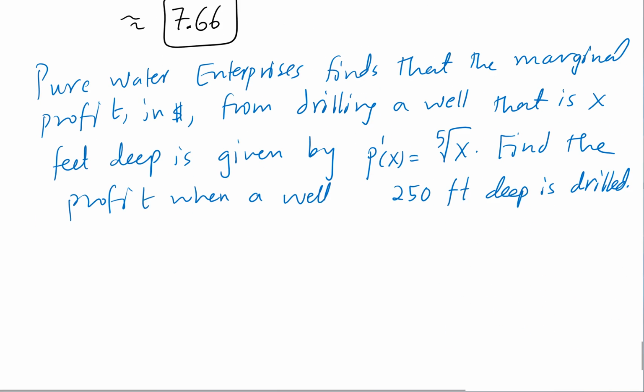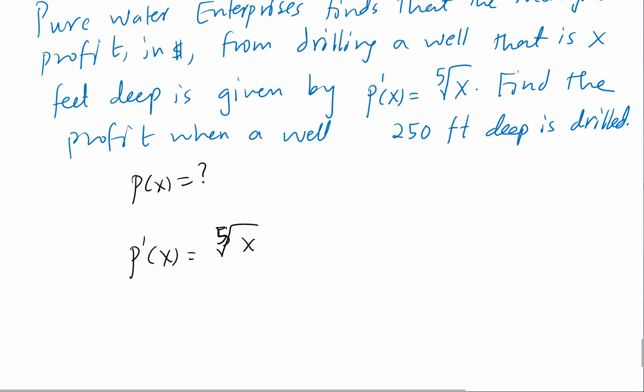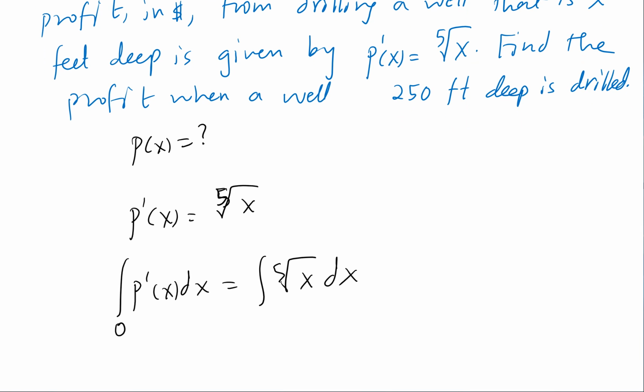So what's p of x? That's what the question is asking. So how do I find p of x? I want to go backwards. They give me p prime of x. P prime of x is the 5th root of x. To get p of x here, I have to integrate both sides. But when you're integrating both sides, they are talking about the depth of the well. It's 250 deep, so it goes from x equals 0, the depth, to 250.